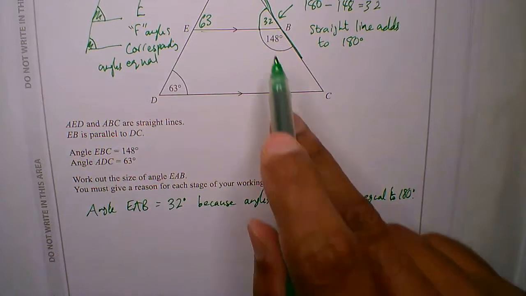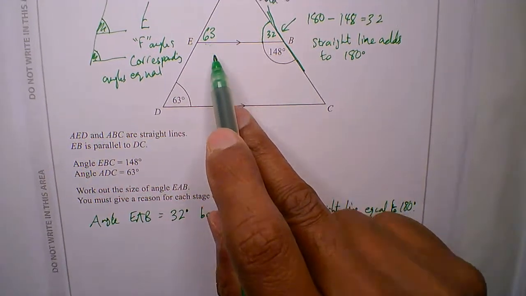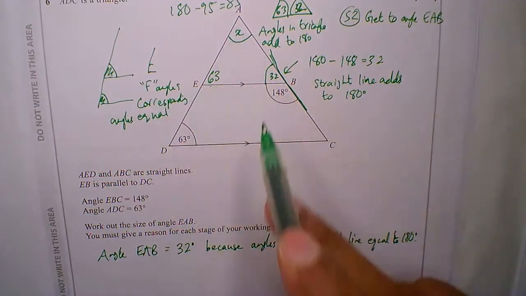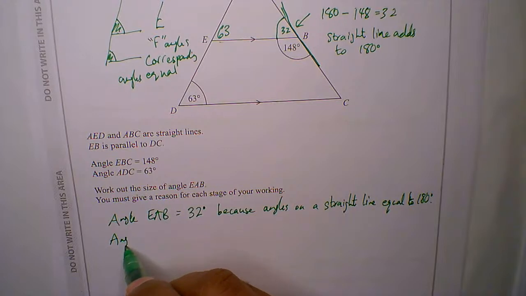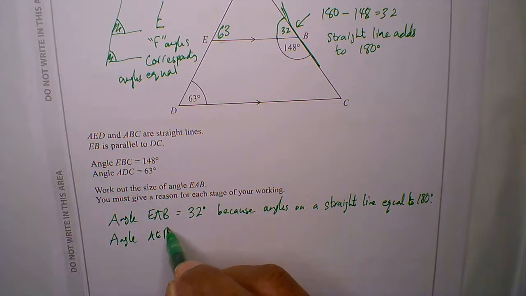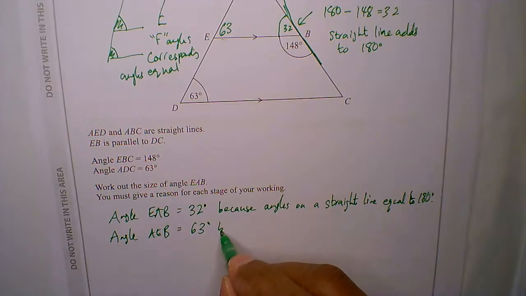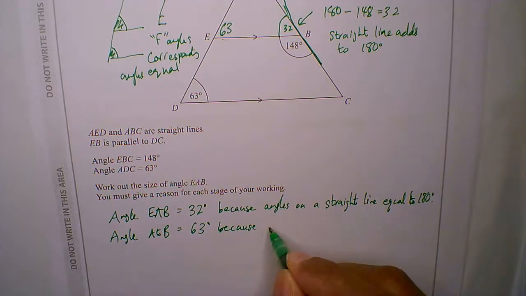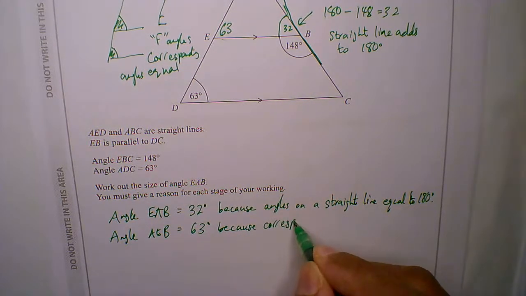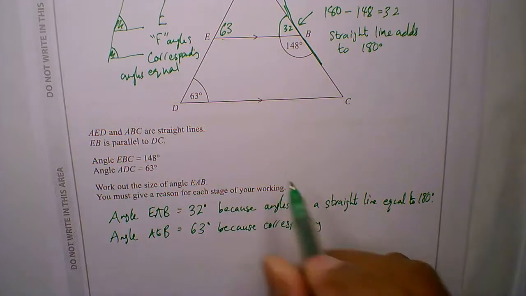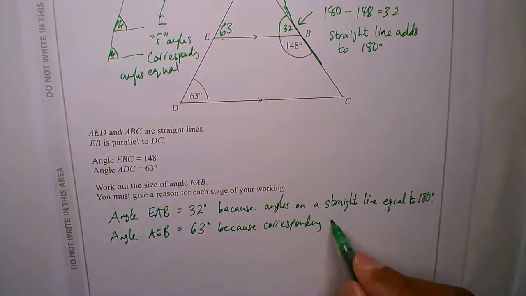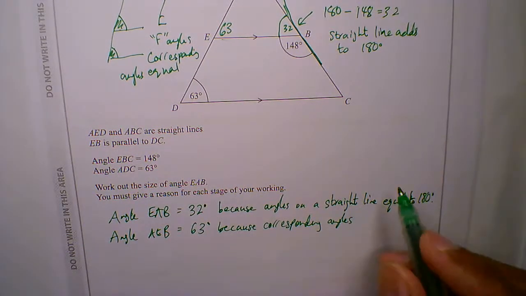After I worked that one out, I worked out this one. So this is angle AEB. Angle AEB equals 63 degrees because corresponding angles are equal.